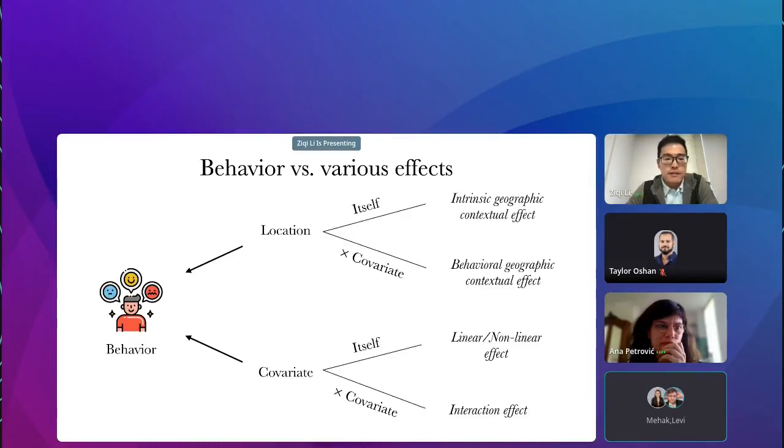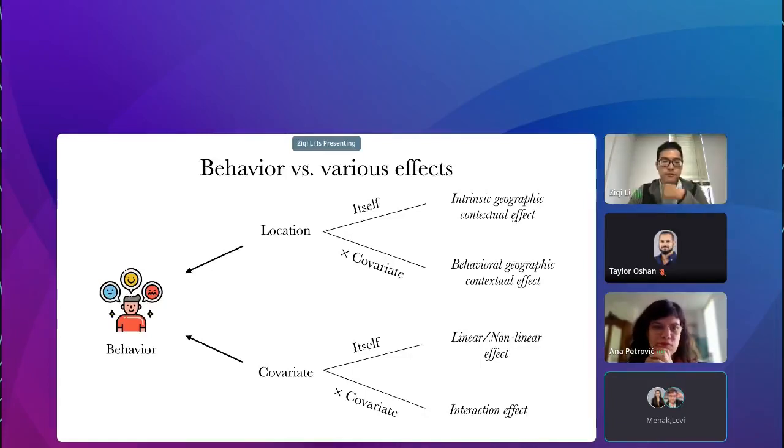So if the location operates on its own, it's just an intrinsic geographic contextual effect. But when location also interacts with other covariates, that's termed a behavioral geographic contextual effect. And at the covariate level, if it works on its own on the behavior, it will be either a linear or a nonlinear effect.